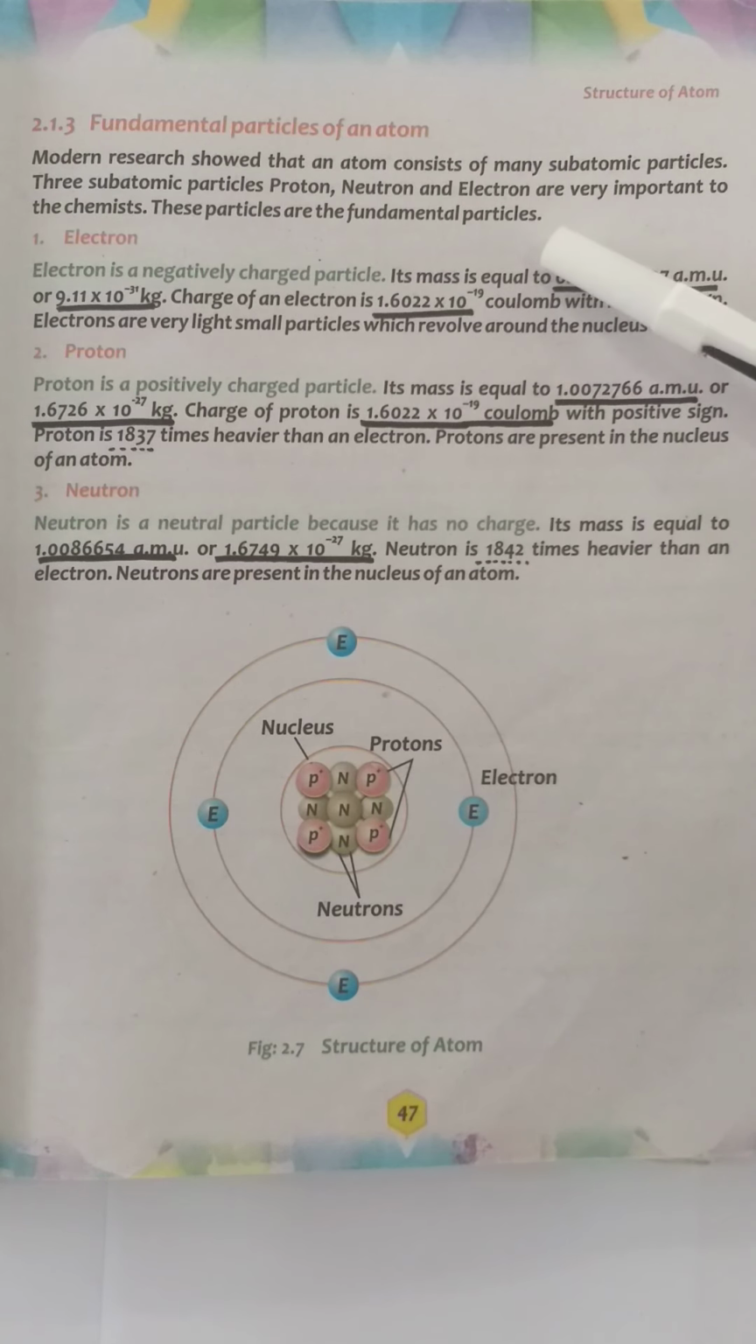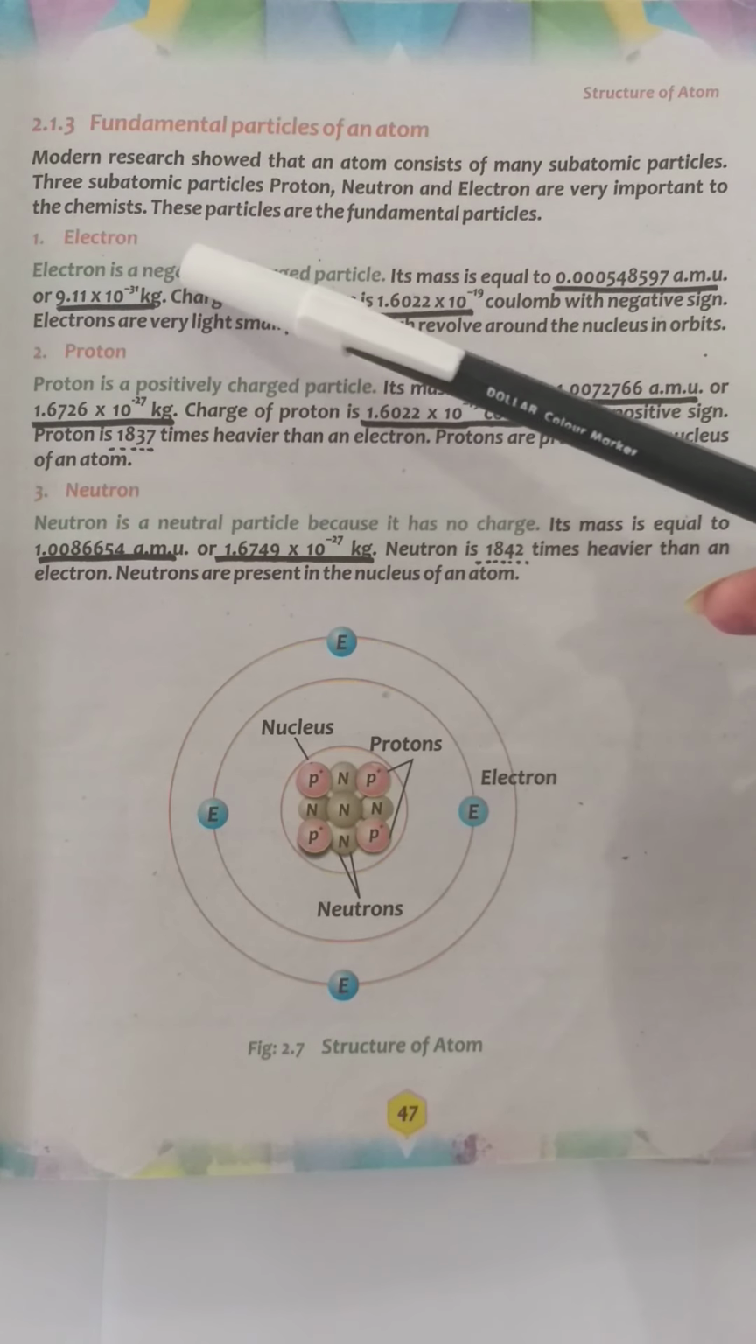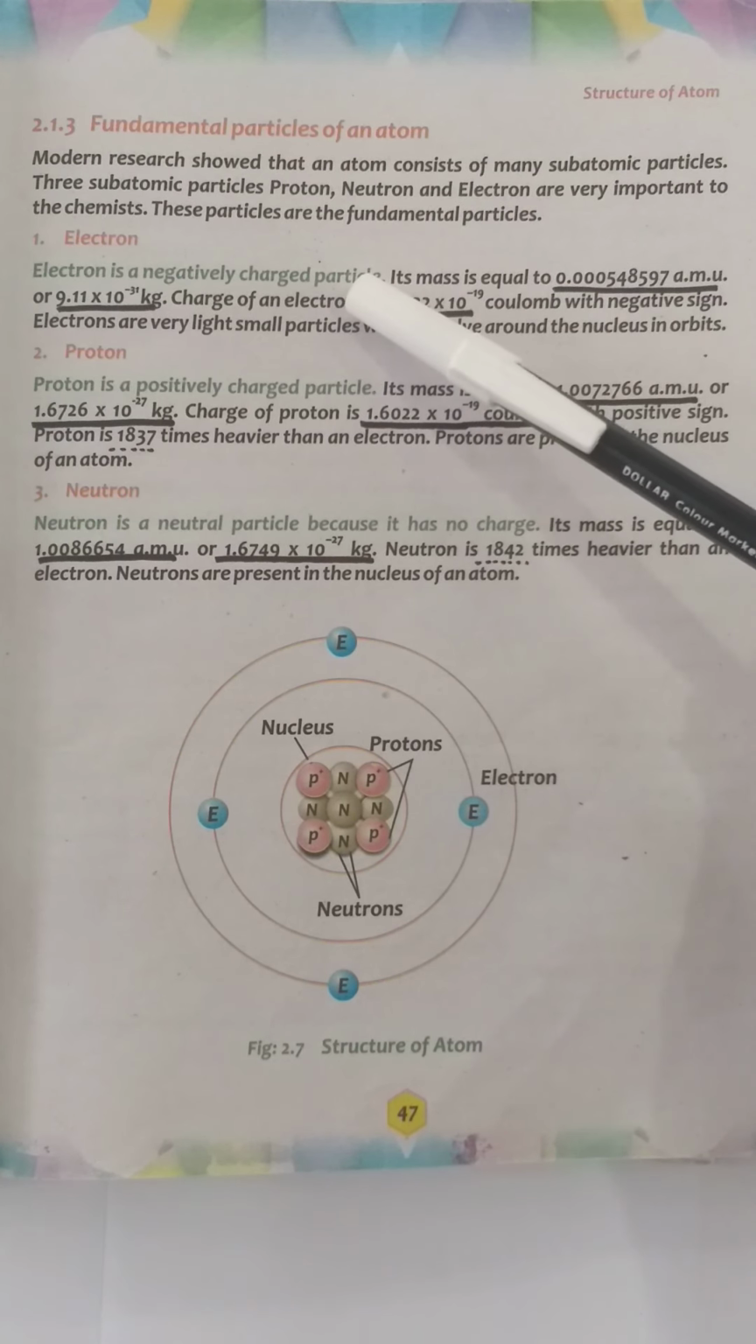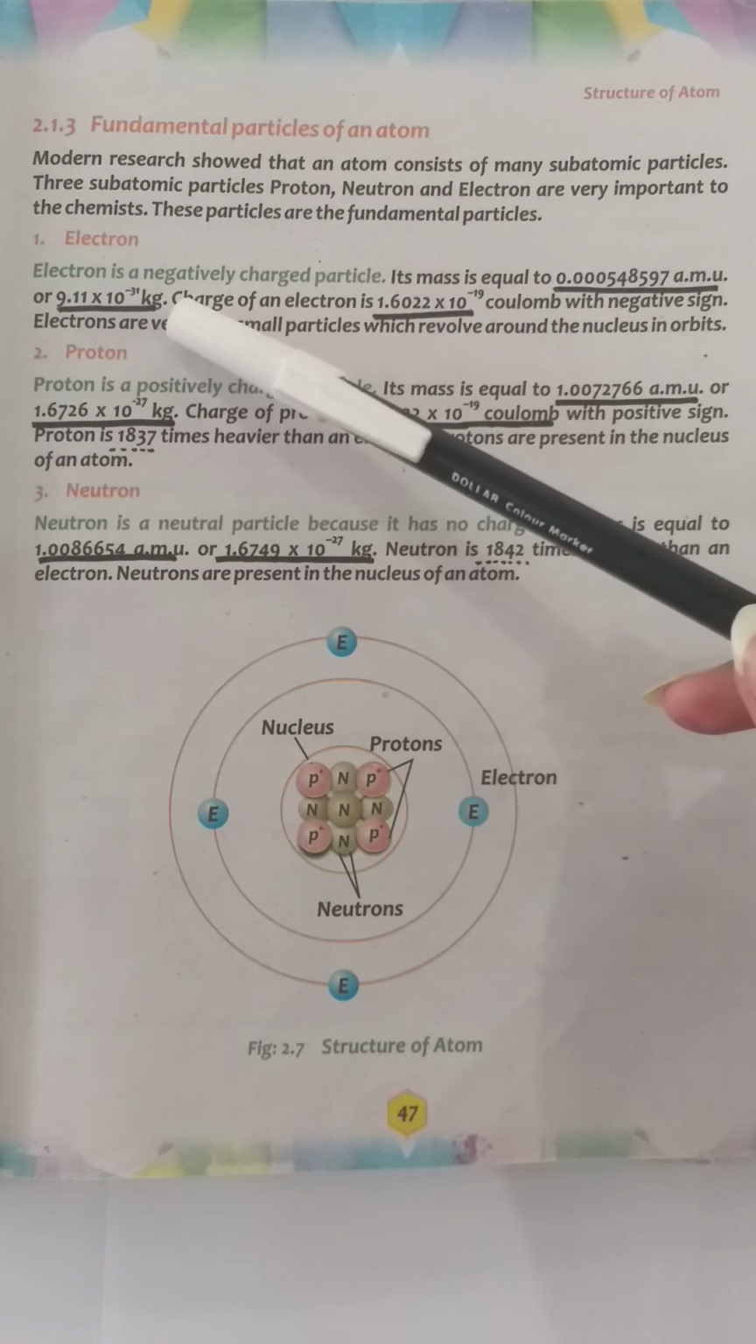These particles are the fundamental particles. Fundamental means bunyadi. Now the first particle is the electron. Electron is a negatively charged particle. You already know that it has a negative charge.